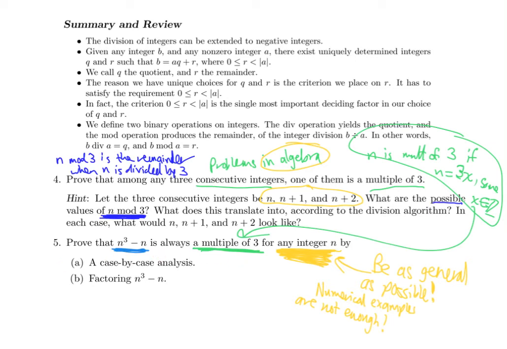So prove this by a case-by-case analysis. So you need to think of case-by-case analysis. It's saying for any integer n, we're talking about multiple of 3, any integer of n, this problem has a very strong connection with what's done in number 4. So you might want to consider, what are the possible values of n mod 3, and see what role does that play in this problem when you're trying to do a case-by-case analysis. Part B would be to factor n cubed minus n, which would be more familiar in terms of algebra.